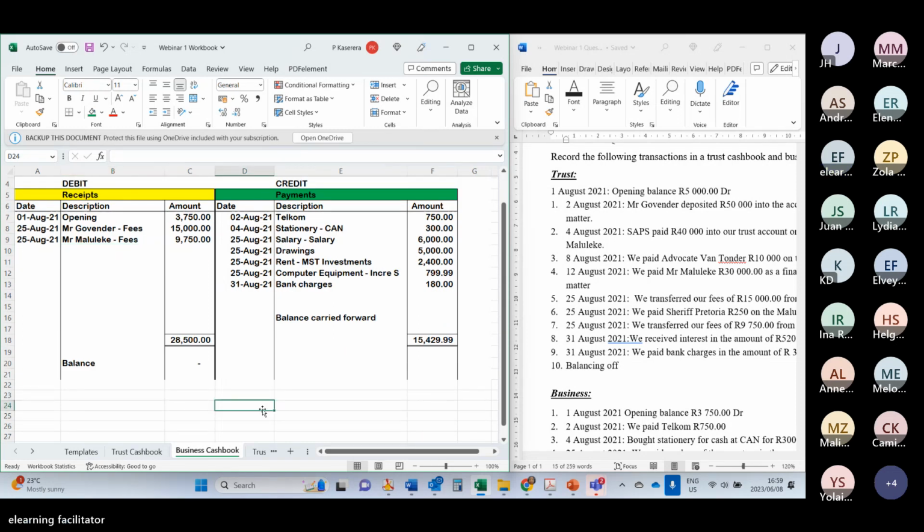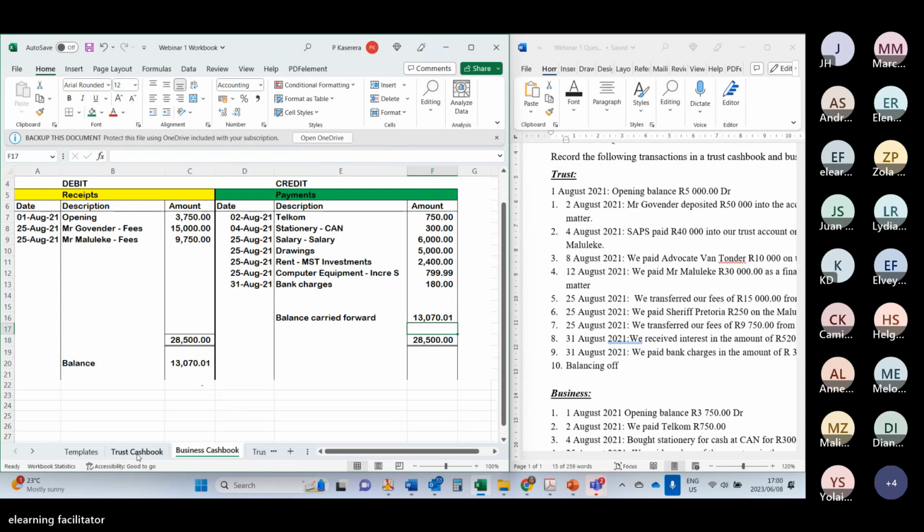If we get a question, assignment 1, and then from there, I think we are supposed to reconcile. When it comes to our balancing off, like I've said, you look at the bigger side minus the smaller side. Can I ask you to please just go back to the trust cash book for me quickly? I just want to see the comparison of the debit and the credit side there.